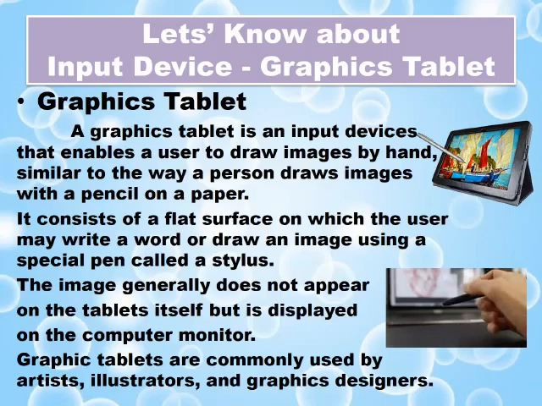Now here we are going to know what a graphic tablet is. A graphic tablet is an input device that enables the user to draw images by hand, similar to the way a person draws images with a pencil on paper. It consists of a flat surface on which the user may write a word or draw an image using a special pen called a stylus.